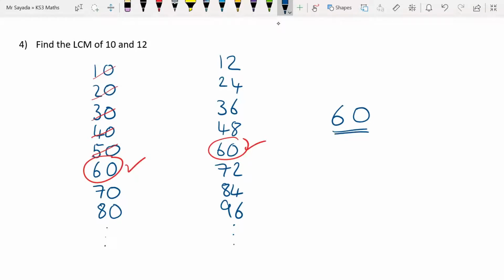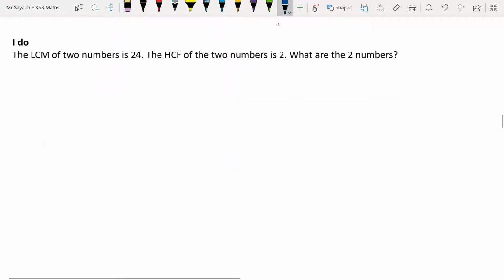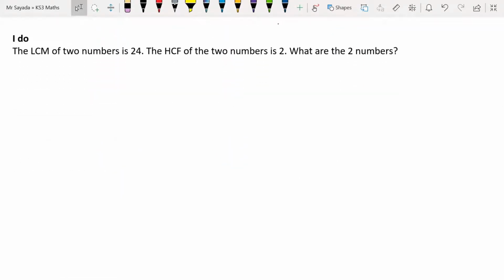Pause the video and mark your work. Once you're ready, press play. So we've now gone over the crucial skills which you need to do the problem solving in this video. Have a read of this question, but don't do it. Pause the video while you do that. Press play once you're ready.